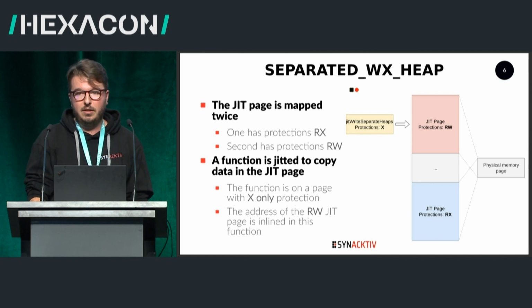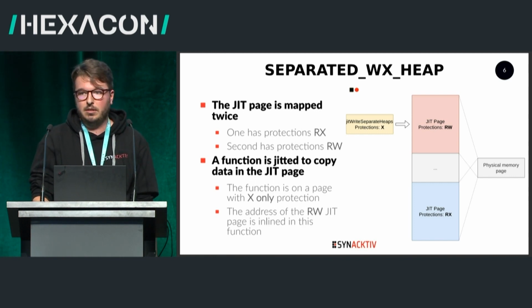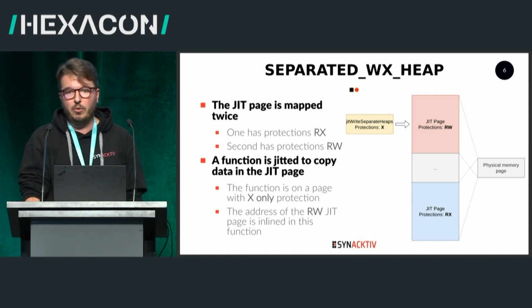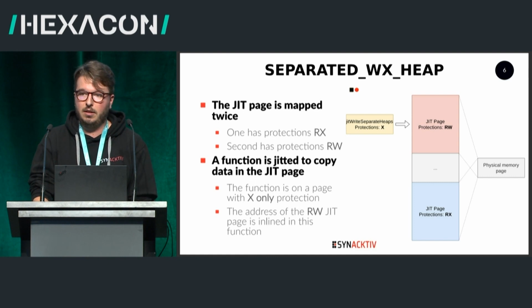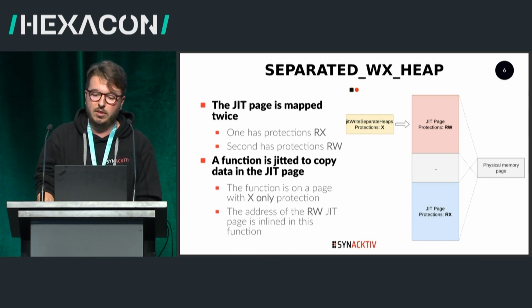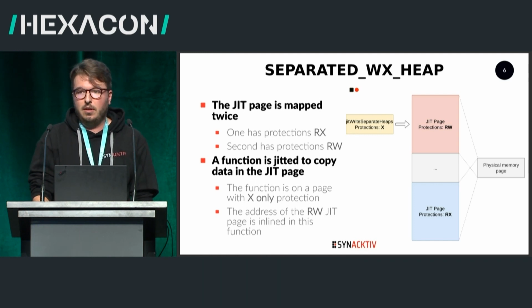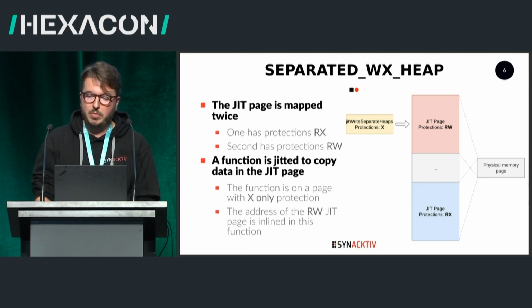So the first mitigation was separated WX heap, and this mitigation was designed to stop attackers from overwriting the JIT page. Now the JIT page is mapped twice. One page has protection read and execute, while the other one has protection read and write. At runtime, a function is created using the JIT engine, and this function is written on memory pages that have only execute protection, and the address of the JIT page that is writable is inlined into this function. This function is used to write data into the JIT page. Because it is in a memory page with X-only protection, attackers cannot usually leak the address of the JIT page with read-write protection.